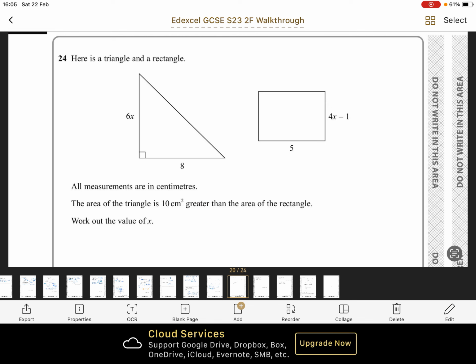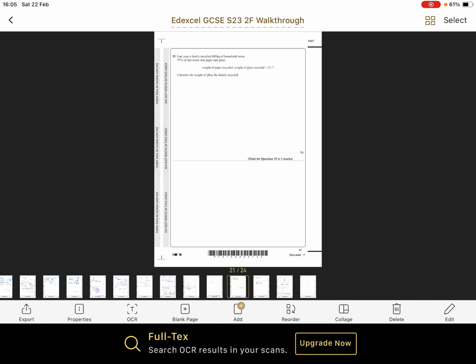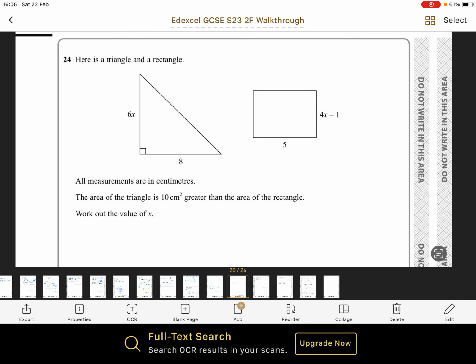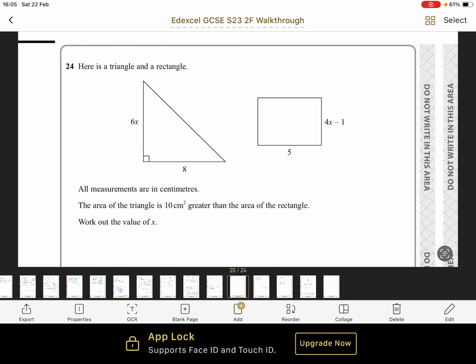Question 24, and this is the last question, I believe. Am I right? Is there another one? No, there's more yet. Okay, so there's quite a few questions still to go, 3 or 4 more to go.